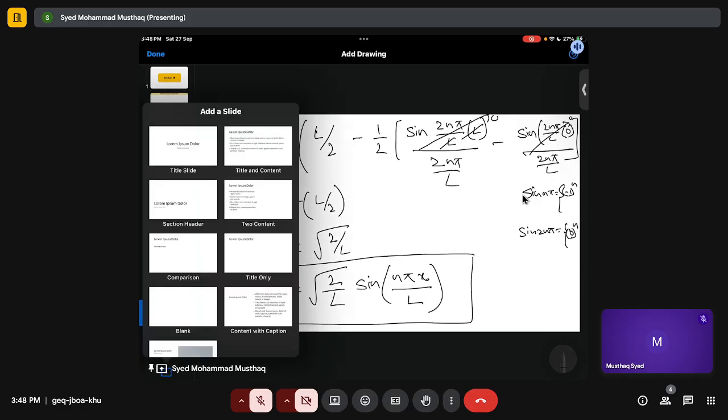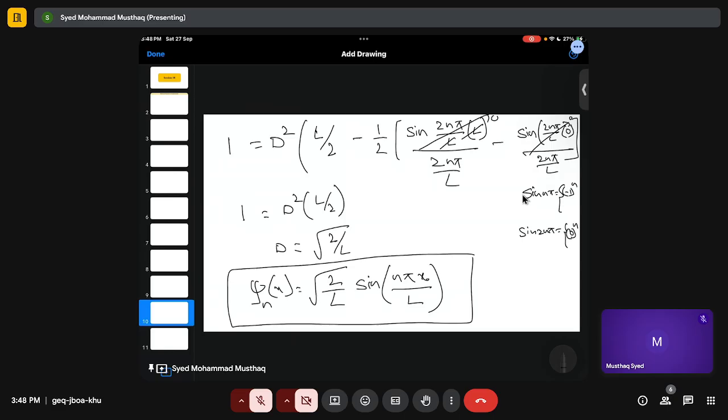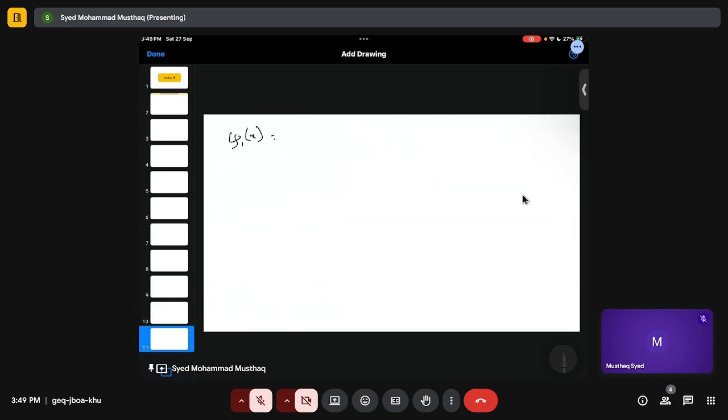So if my n is 1, then it will be root of 2 by L sine pi x upon L. So x is ranging from 0 to L. So this is my potential well, and for n equals 1, at x equals 0, psi 1 of x will be 0, so it starts from here, and at x equals L, it is again sine pi.